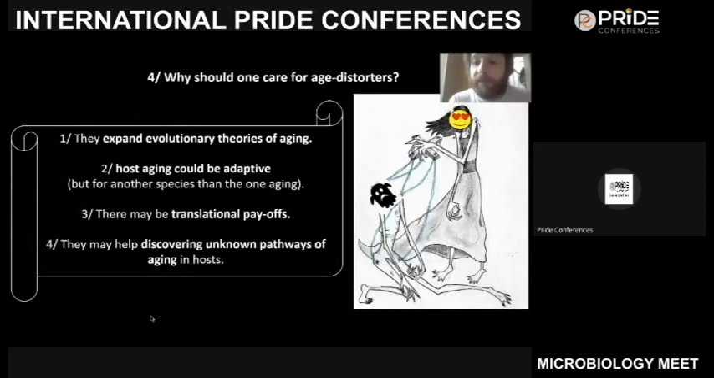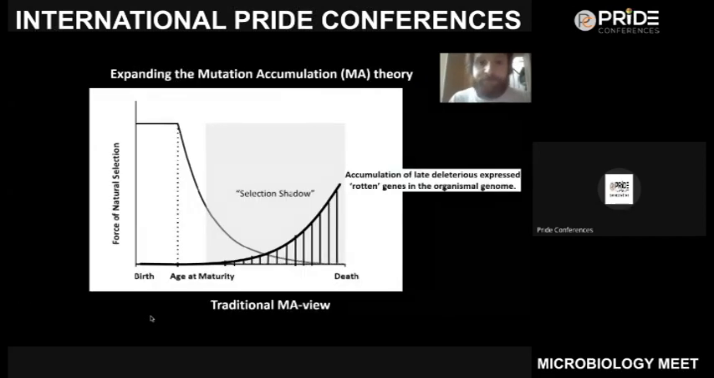So how will the theory adjust to this? Also because it will show that selection can be involved in the aging of a species through the selection acting on another species, the age distorter, not selection acting on the aging species directly. Also, we suggest that there may be translational payoffs of discovering age distorters, and that they could help us better know the aging pathways of the host, including human aging pathways. First, how do these age distorters enhance our theories?